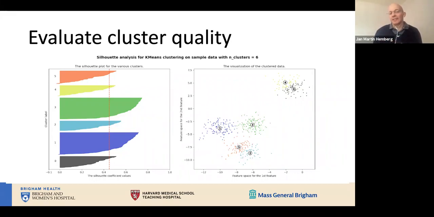It's quite easy to interpret, and you can calculate one silhouette score for your entire sample, which will tell you how good the overall clustering is. But then you can also calculate it for the individual clusters to identify which clusters are the ones that are performing poorly, and where you might be able to do a little bit better.